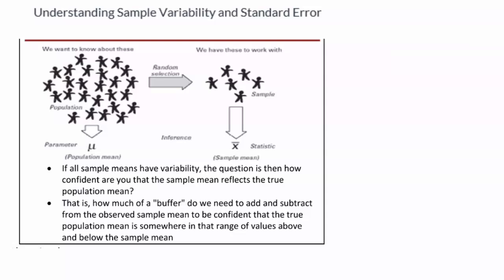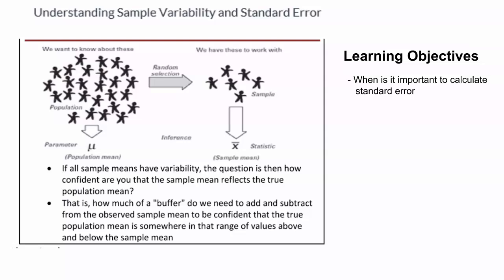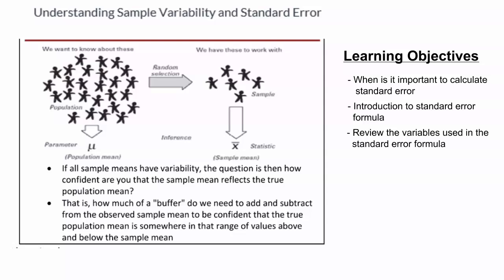In this video, I'd like to take a look at the concept of sample variability and what standard error is and how it's used to help us to infer what the population mean is from a sample mean. The specific learning objectives are going to be when to use standard error or when standard error is calculated, the standard error formula used for that calculation, the variables that are associated with standard error and what they mean and how they help determine sample means variability.